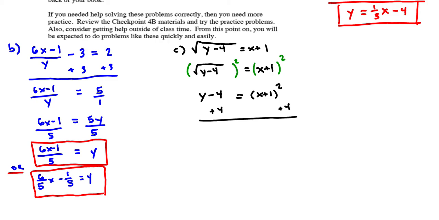There's nothing that says that you're not allowed to have grouping symbols if you're trying to plug it in on a graphing calculator. So y is equal to the quantity of x plus 1 squared plus 4. That is the answer that we're looking for, C.